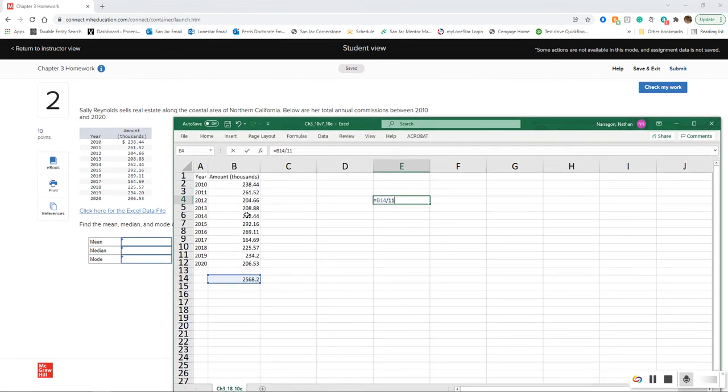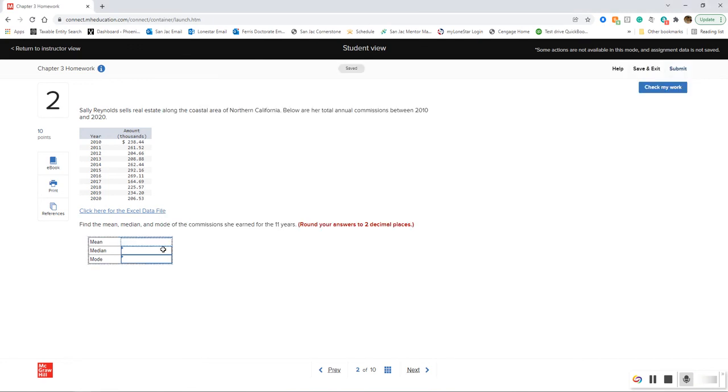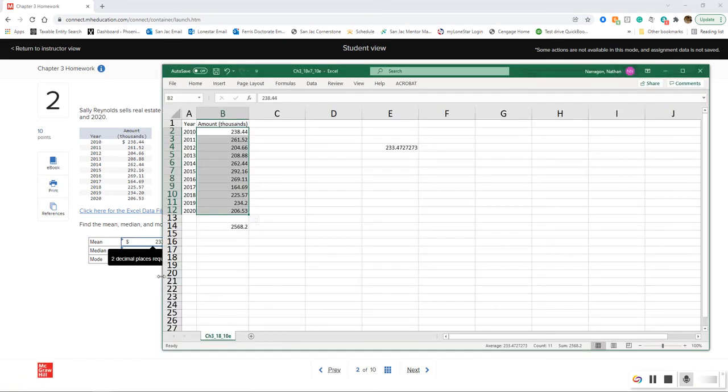1, 2, 3. Yep. So 233. Yep, same number down here. So it always helps, it gives us the count as well, and also the sum. Some auto features. So this is 2 decimal places. So 233. We're at 233.47.